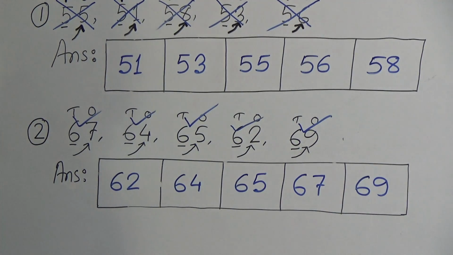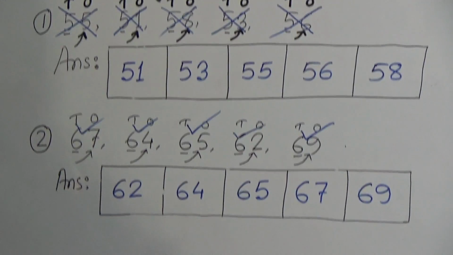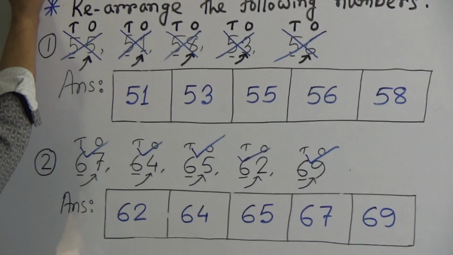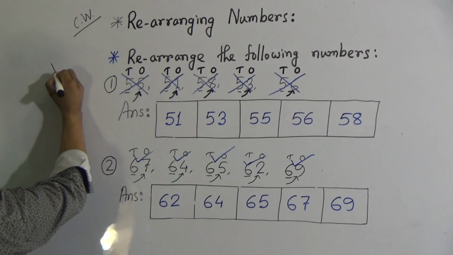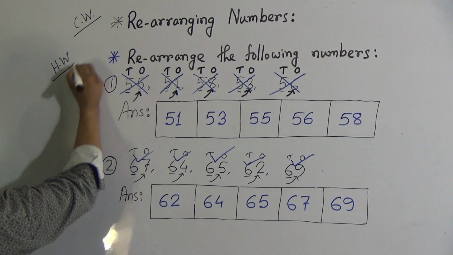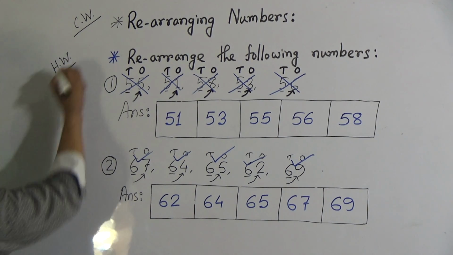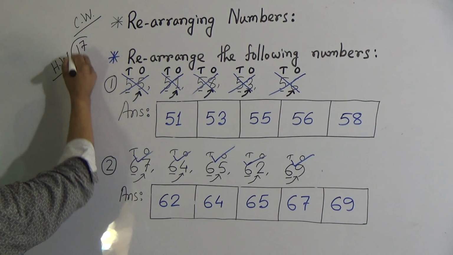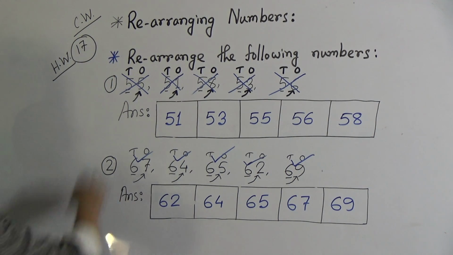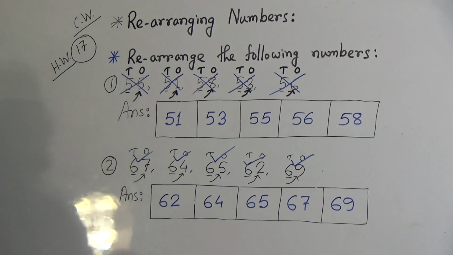My dear students, you know that you have HW. This is your CW work, and this is also your HW work. You must mention the HW number. Your HW number is 17. Please mention the HW number and do question number 1 and 2 properly in your HW copy.